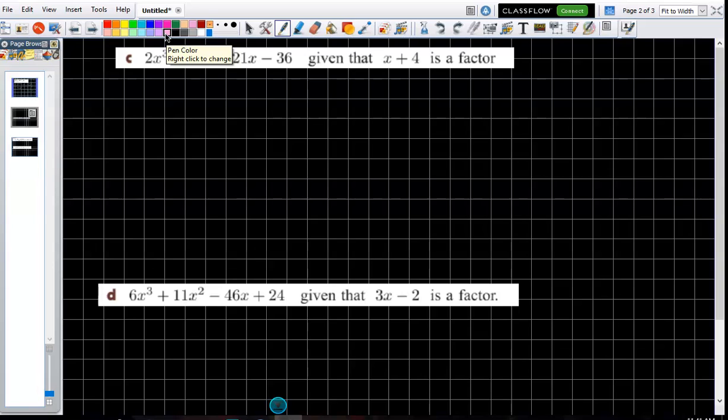So we're going to do this without a calculator. Then we're going to do it with a calculator because we're not sure where it would be in the test. It could land on either end of your test. So here we go. Non-calculator first. Given x plus 4 is a factor, that means we're going to go x plus 4.